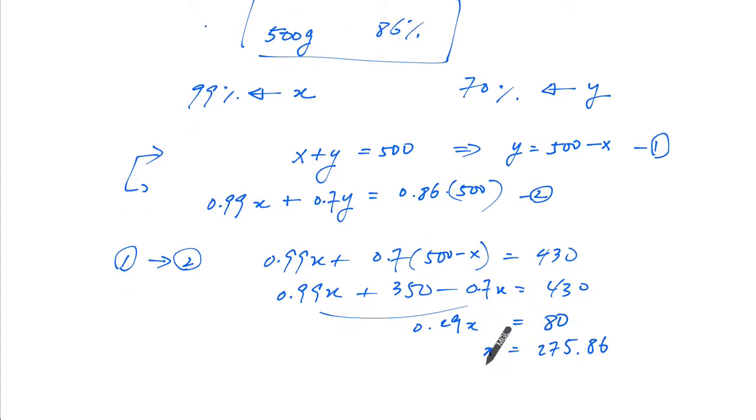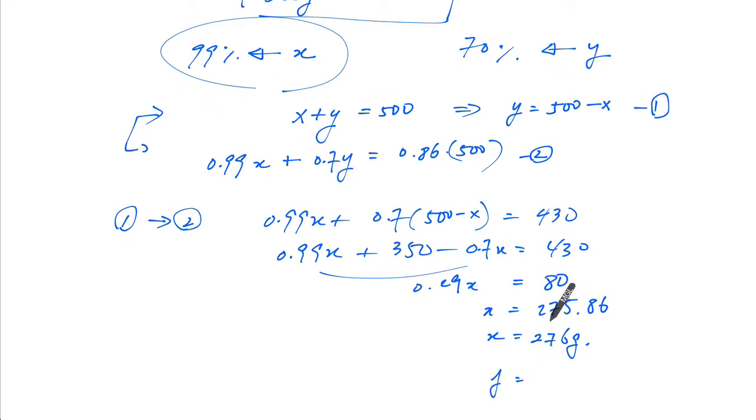So I get that. Okay, we have to round our answers to the nearest gram. So 276 grams of the 99% chocolate. And for y, we take 500 minus x, which is 224 grams of the 70% chocolate. If we mix it in that way, the final result will be 500 grams of 86% chocolate.